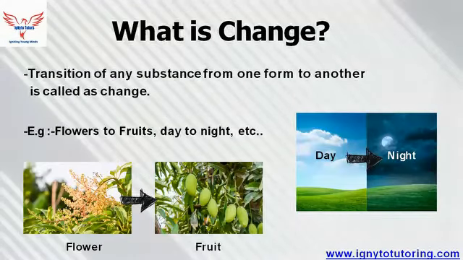What is change? Transition of any substance from one form to another is called change. When any substance is changing its form, it is called a change. Here we can see the example of a flower getting changed into a fruit after some period of time. We can also see the day getting converted into the night. These all are changes around us.